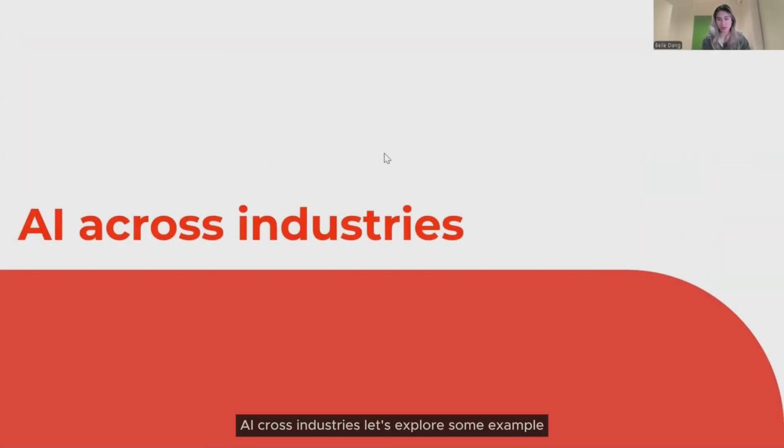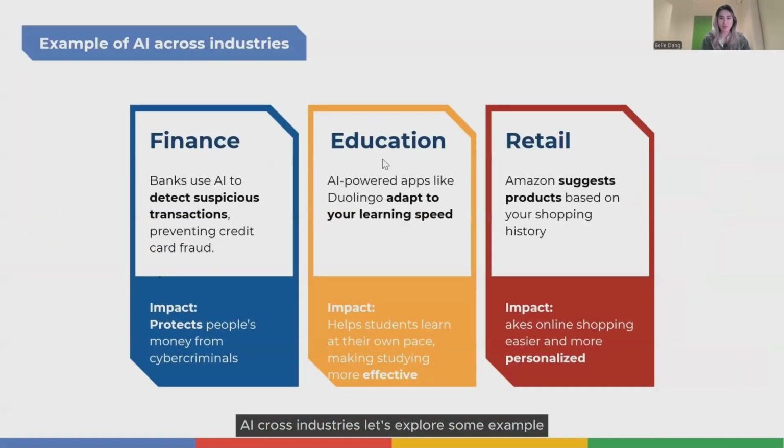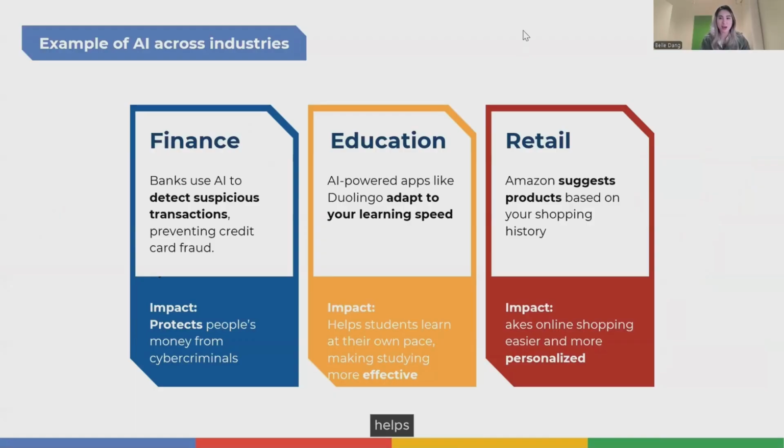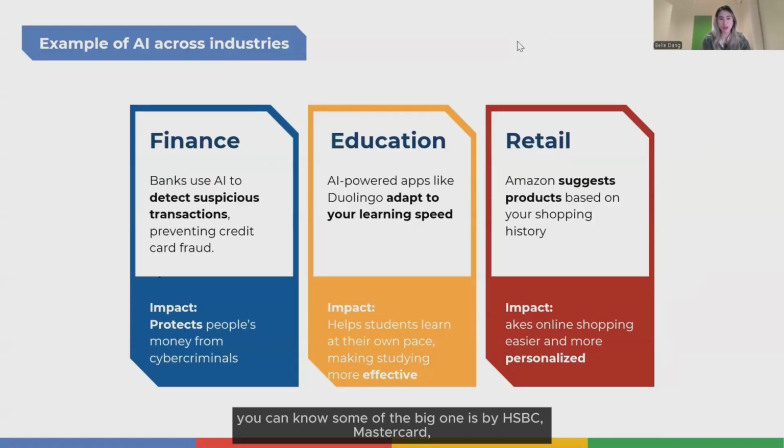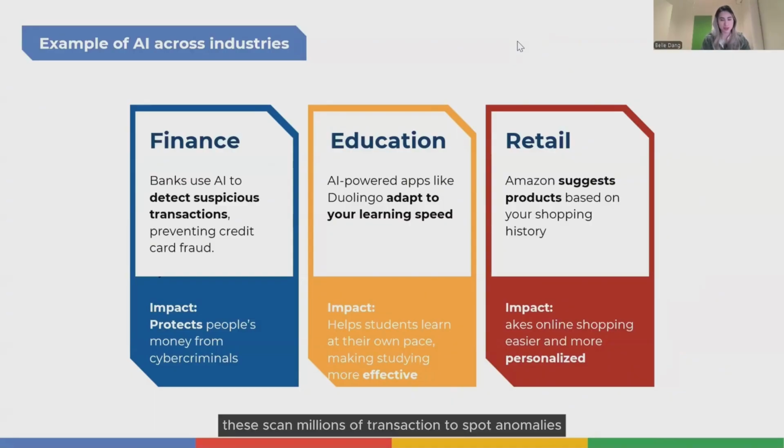AI across industries. Let's explore some examples. AI isn't limited to consumer gadgets. It's making an impact in every industry. For example, in finance, AI helps protect our money by detecting suspicious transactions and preventing fraud. Among AI-driven fraud systems, some of the big ones are used by HSBC and MasterCard. These scan millions of transactions to spot anomalies, which means catching fraud in seconds instead of days.